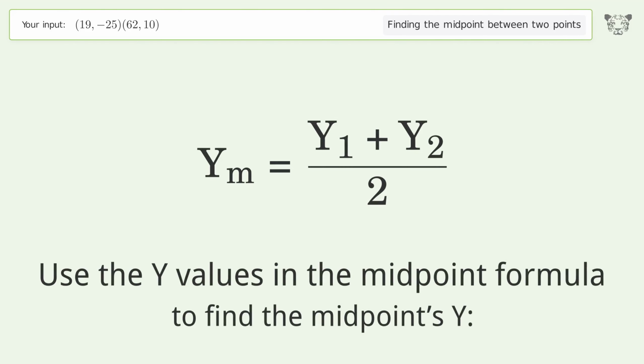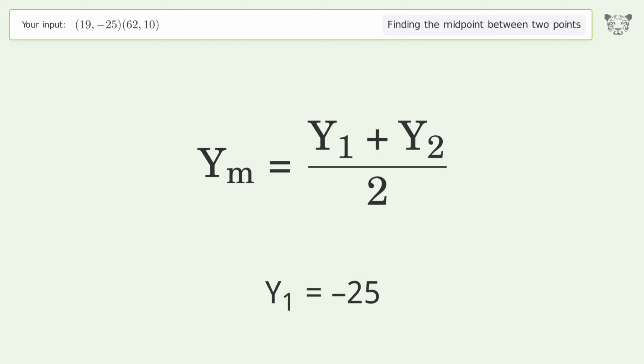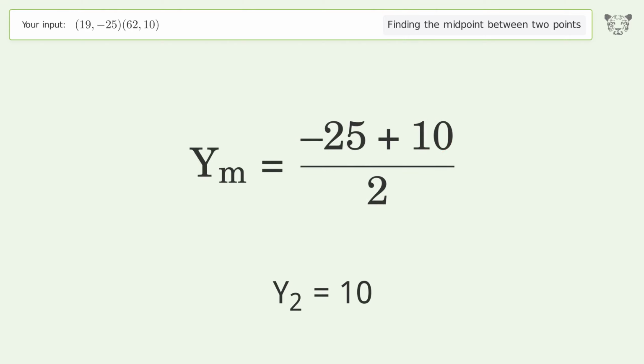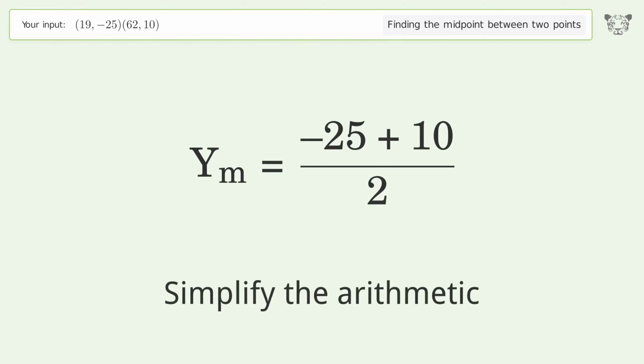Use the y values in the midpoint formula to find the midpoints y. y1 equals negative 25. y2 equals 10. Simplify the arithmetic.